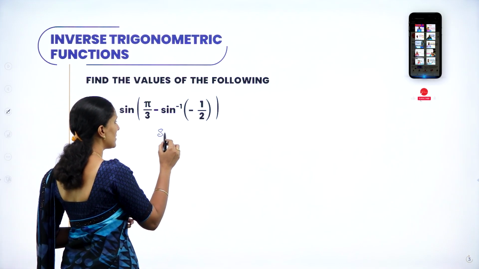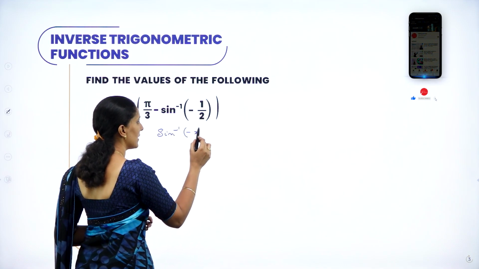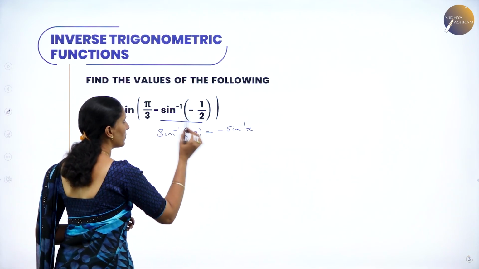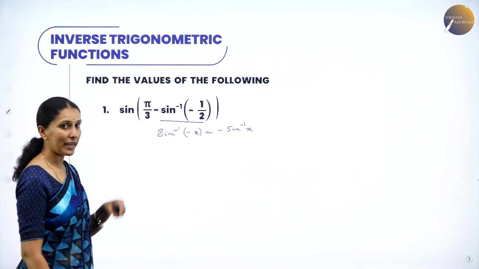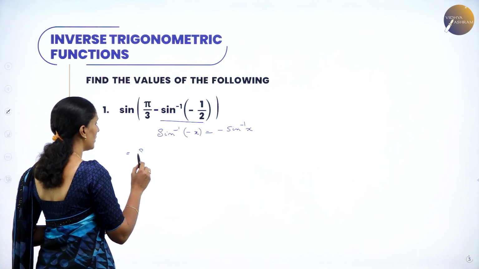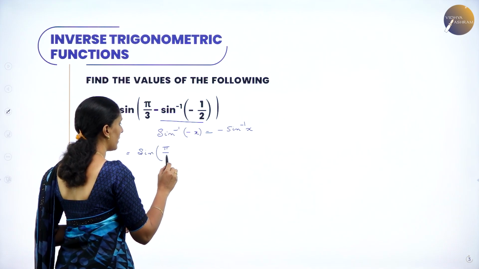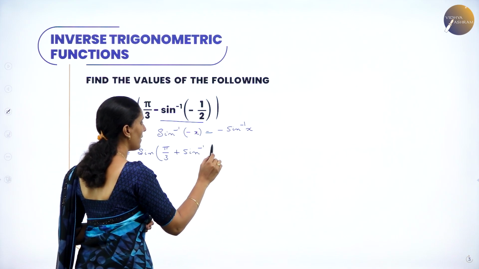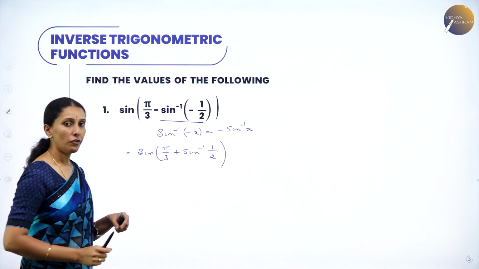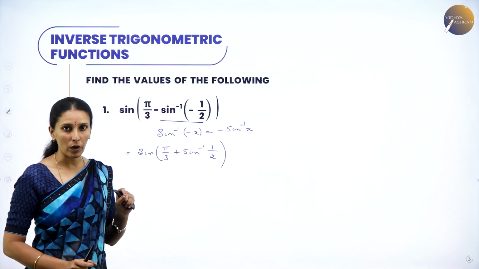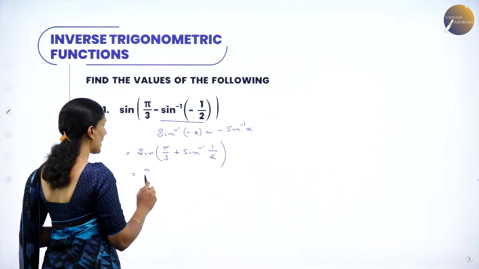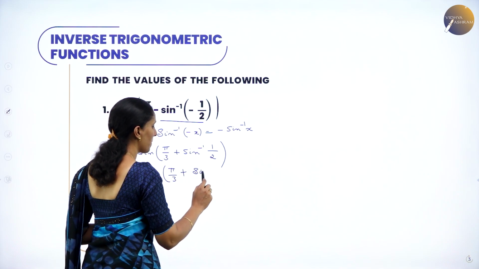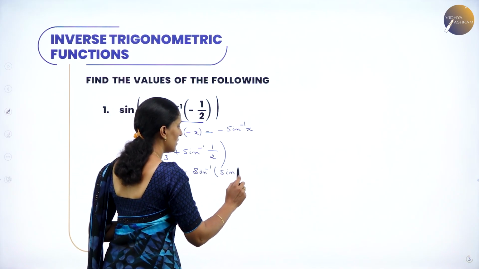From the property, sine inverse of minus x can be written as minus sine inverse x. So here, in the place of sine inverse minus half, I can write it as minus sine inverse half. So this becomes sine of pi by 3 minus of sine inverse, which means minus into minus becomes plus sine inverse of half. Now for what value of sine will we get 1 by 2? The value of sine is 1 by 2 for sine pi by 6, that is sine 30 degree.